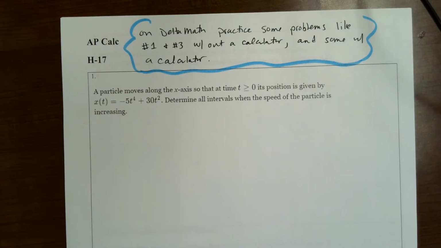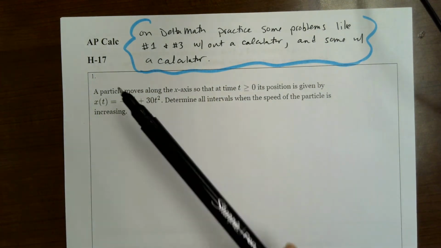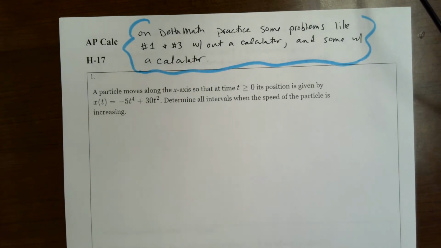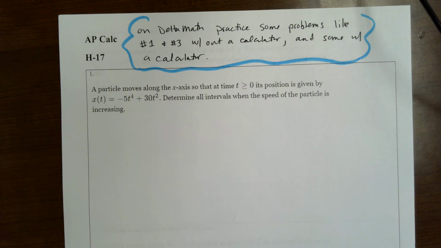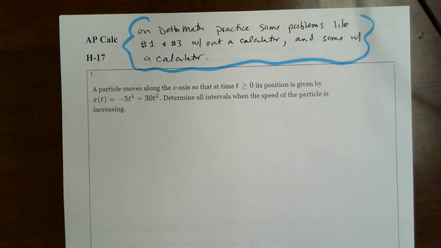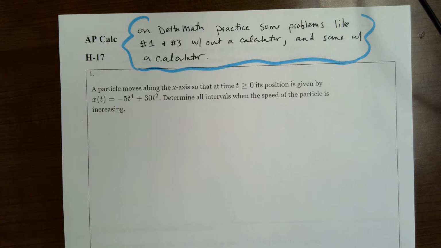Okay, guys, so H-17 on Delta Math, which is where your practice is. Numbers 1 and 3 that I'm about to do are asking similar questions. Number 1 is when is a particle speeding up, or the speed is increasing, and the other one is when is the speed of a particle decreasing. There's a way to do it without a calculator, and there's a way to do it with a calculator.